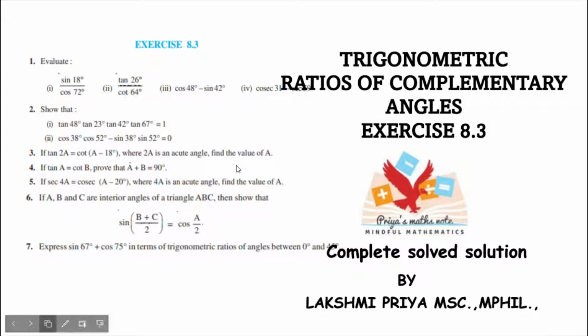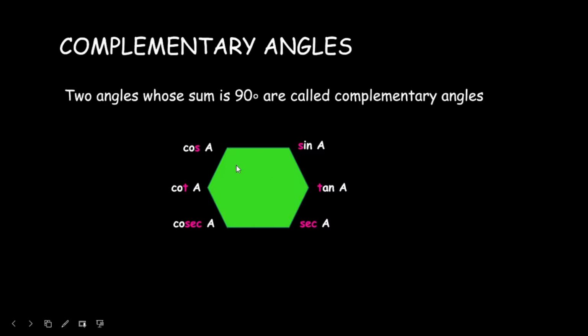The topic here is the trigonometric ratios of complementary angles. And what is a complementary angle? If a plus b is equal to 90 degrees, then a and b are called complementary angles.